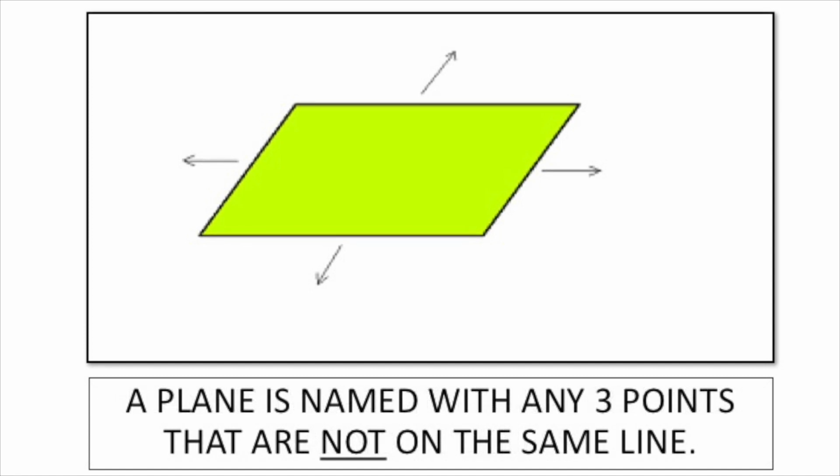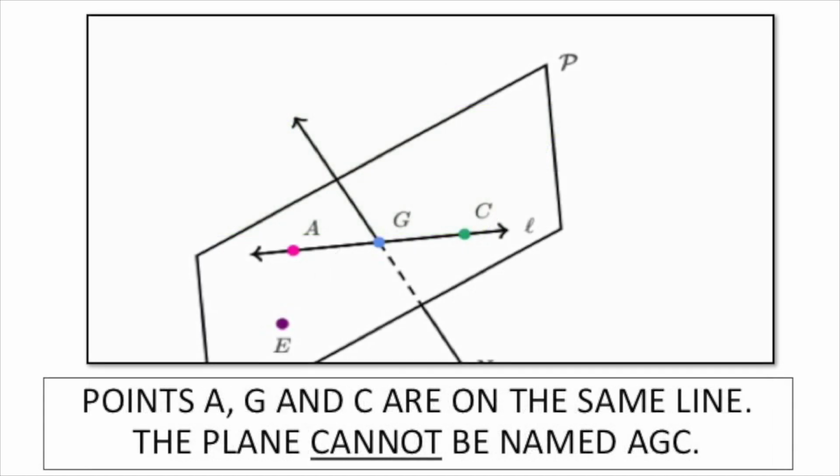A plane is named with any 3 points that are not on the same line. Okay? Very important. Remember, the points cannot be on the same line. If the points are straight, we can't use them to name the plane. For example, points A, G, and C are on the same line. We can see them here.